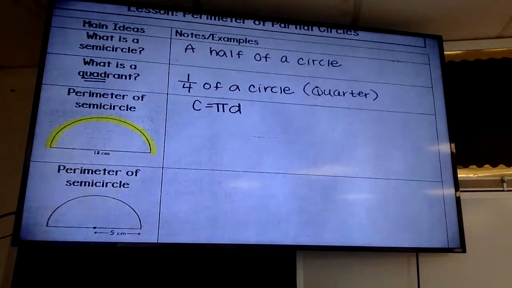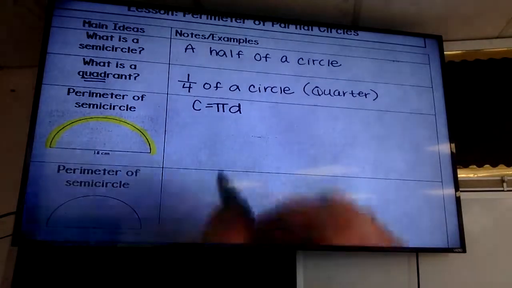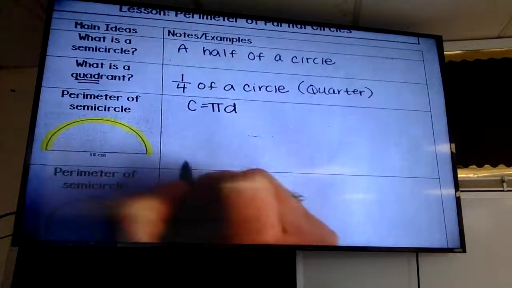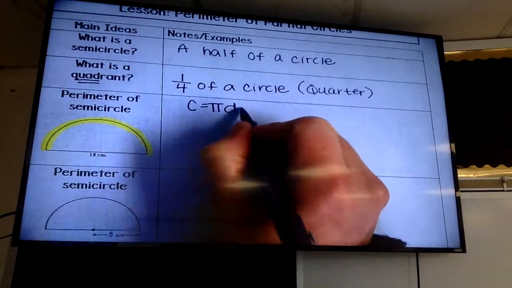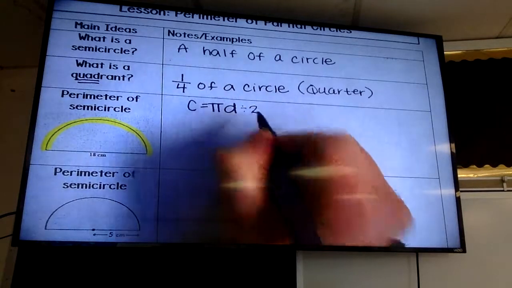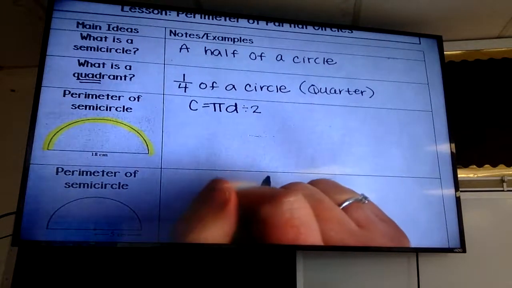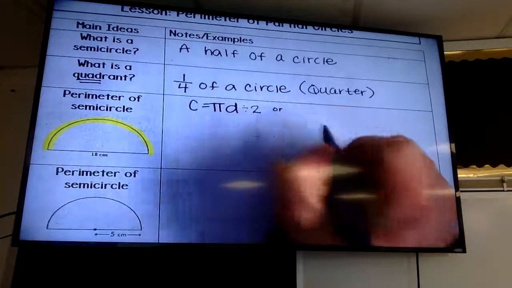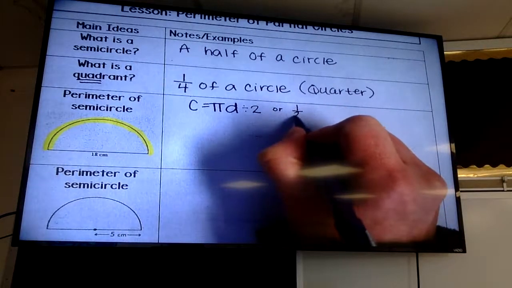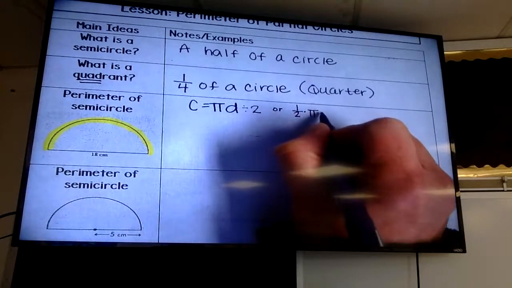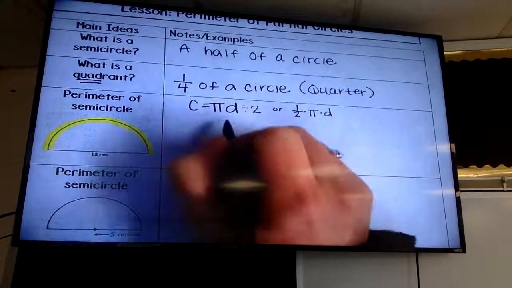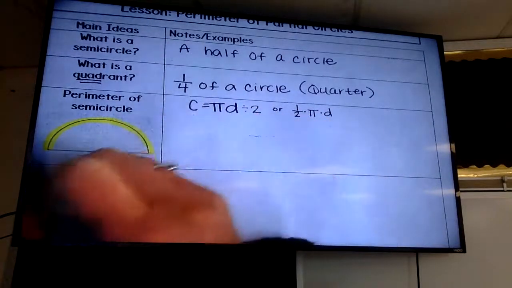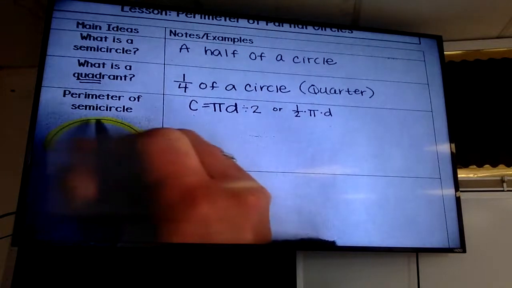that's only going to help me find that portion, or what we call the arc of the semicircle. So what I'm going to do is I'm going to say, well, this is a half of a circle. So I'm going to take my circumference formula, but at the end, I'm going to say divided by 2, since it's half of a circle. Another way you could write this, because it's half of a circle, is you could say half of your pi times your diameter, half pi d. But I usually stick with this one right here.